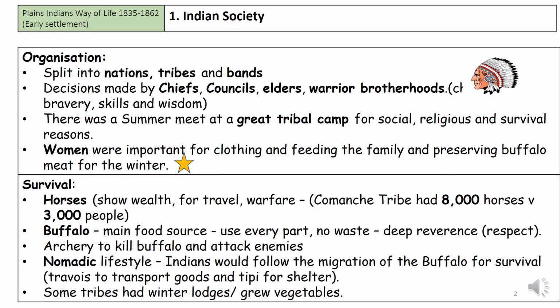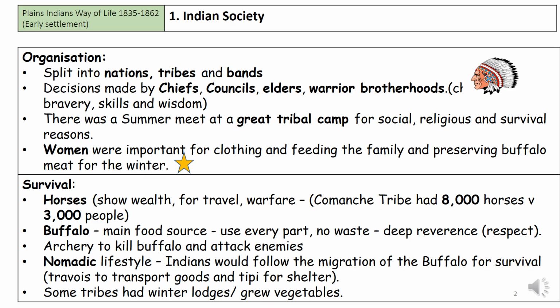In terms of survival, there are lots of different methods that Indians use. So we start with horses here, and they are used for several reasons. They could be currency, so it represents your wealth here. And we know that the Comanche tribe had 8,000 horses, but only 3,000 people. So they were using those horses for trade there, for survival.